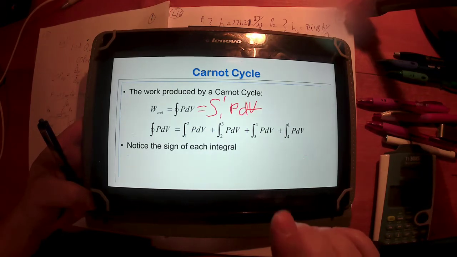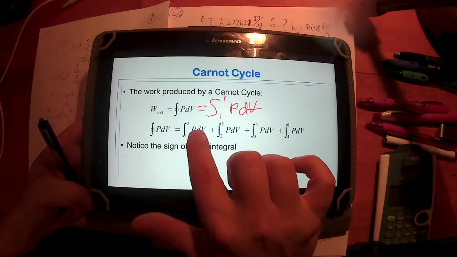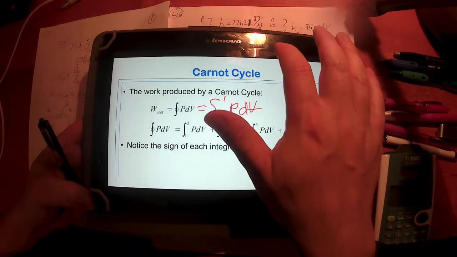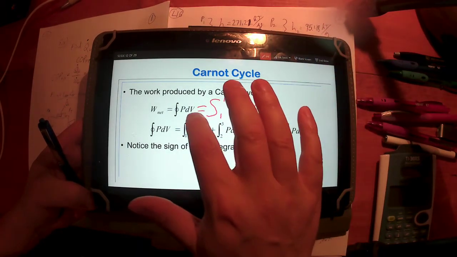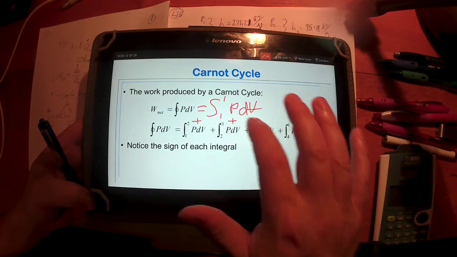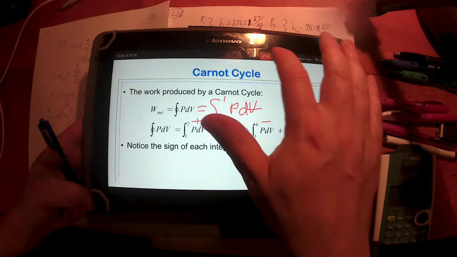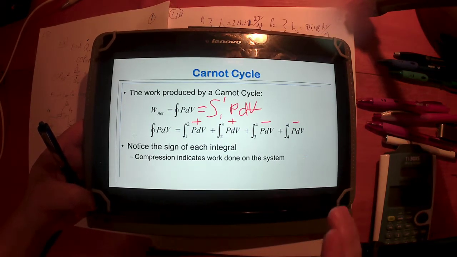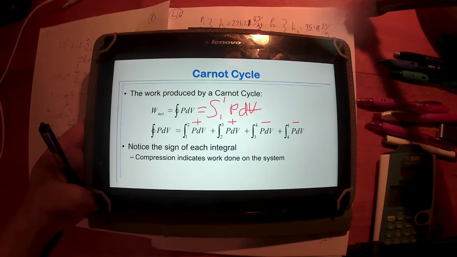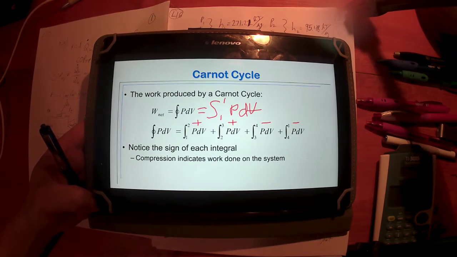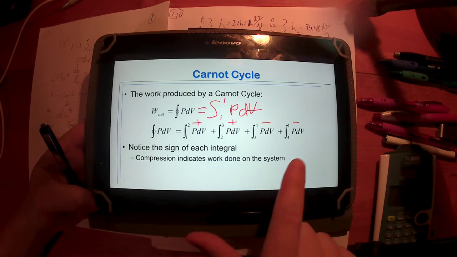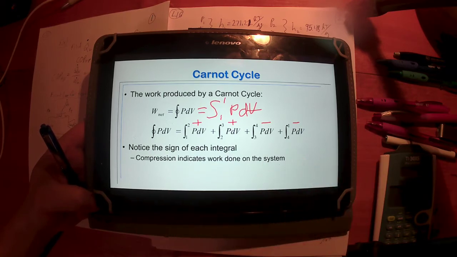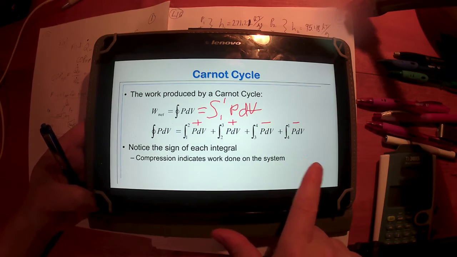Notice the sign on each of these integrals. This is expansion, this is positive. This is positive, this is positive, this is negative, this is negative. Compression indicates work done on the system. So if expansion is positive work, I'm calling compression negative. Because the original idea was this was for an engine, and for an engine, you want to get work out. That's your goal. That's the positive quantity.